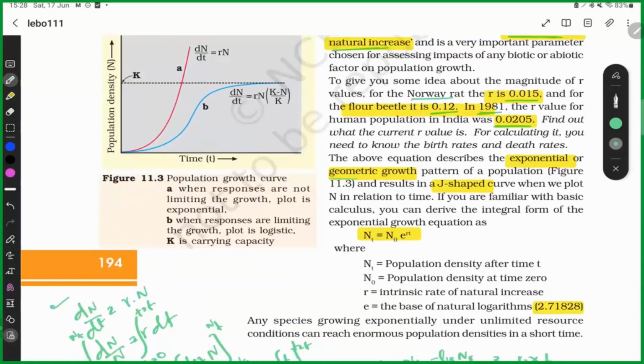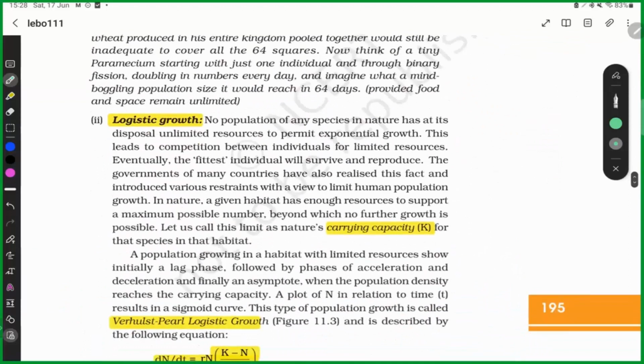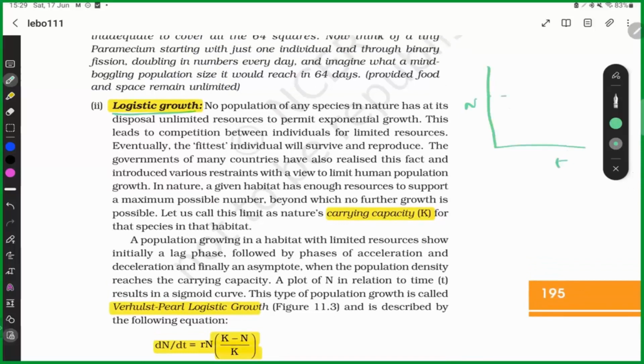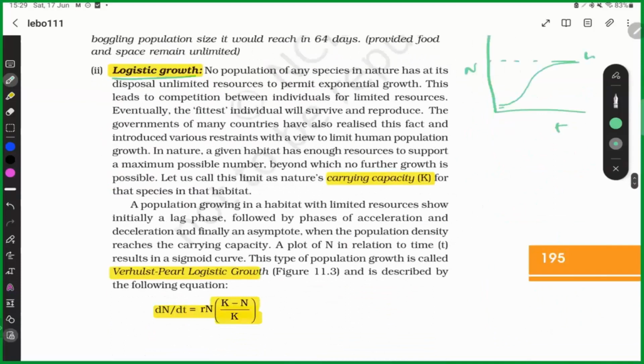Another growth curve is logistic. In the logistic growth curve, this is the carrying capacity. You can ask me what carrying capacity is. Carrying capacity means that a given habitat has enough resources to support a maximum possible number, beyond which no further growth is possible. This maximum possible number is called the carrying capacity of that specific species in that habitat.